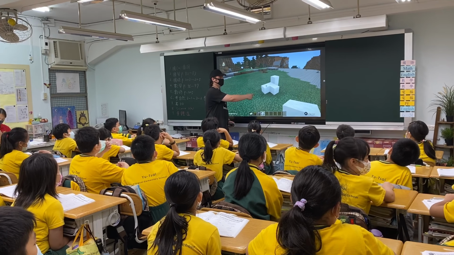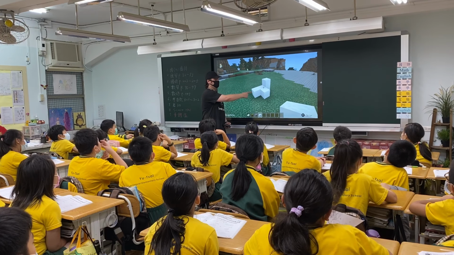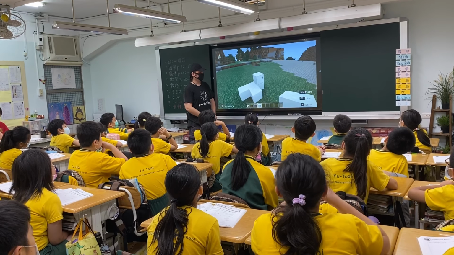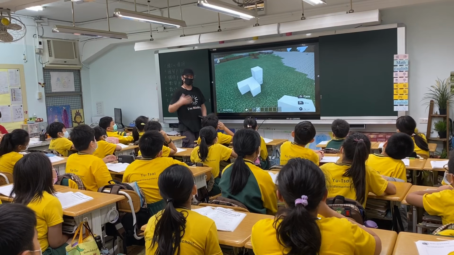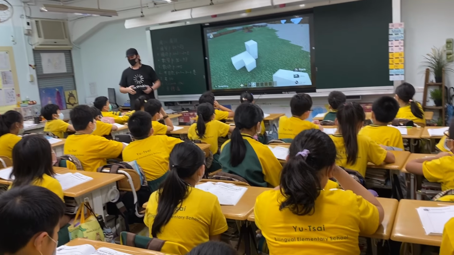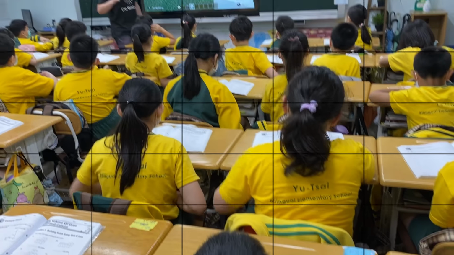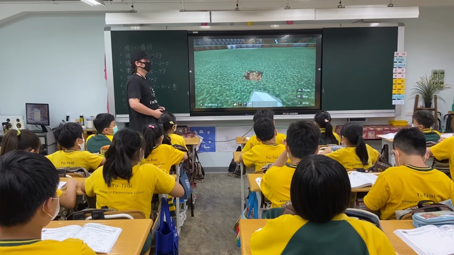Let's see. We've got 1, 2, 3. Up here is 4, and down here is 5. So in your book, 1A is how many? 5. So 5 cube units. Quickly, in your book, take a pencil. We have 3 cubes in the middle.